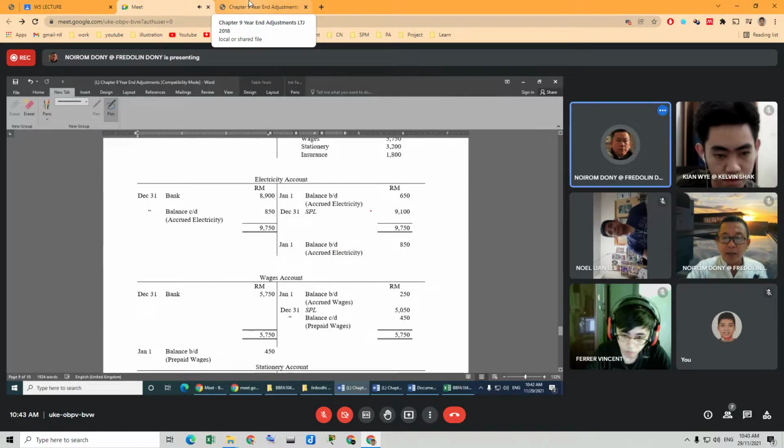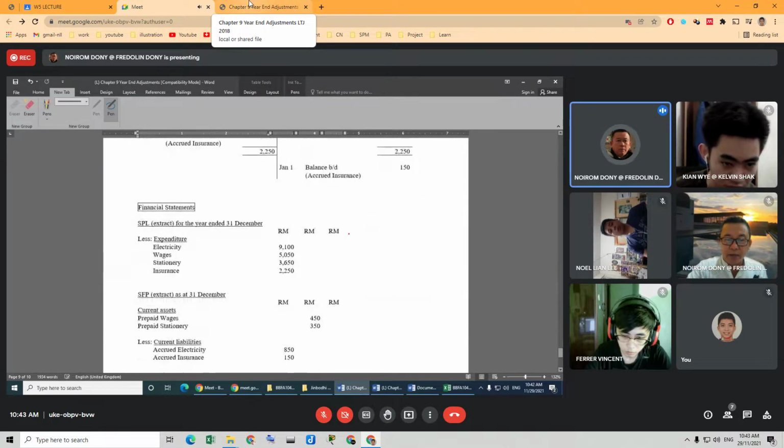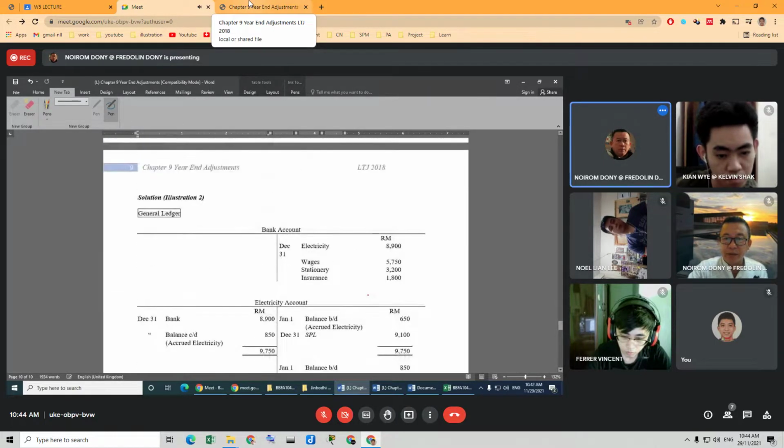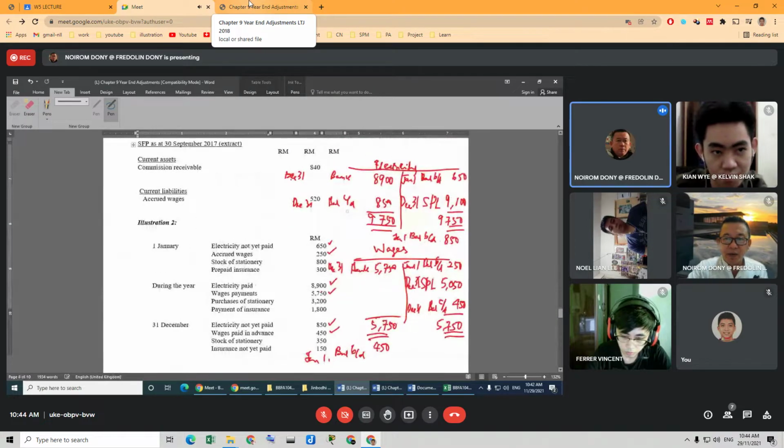You see, in SPL, knowing this electricity is 9,100. So when we put into SPL, okay, electricity 9,100, wages 5,050, and knowing wages is a debit balance, so you will be under current asset, prepaid wages, 450. Okay, knowing electricity, okay, credit balance, so you will be under current liability, accrued electricity, 850. Okay. Now another thing, let me show the other two accounts.